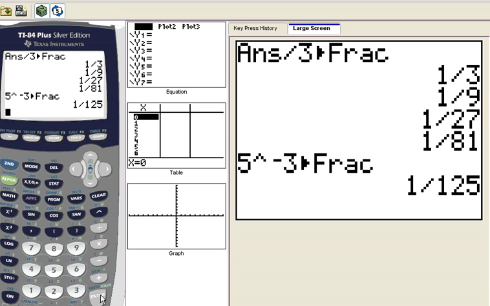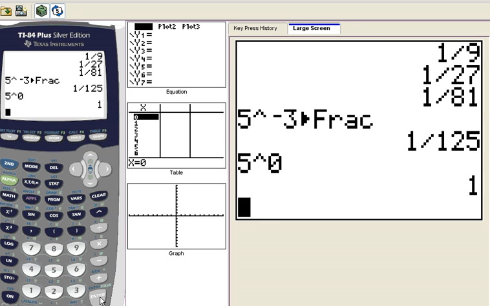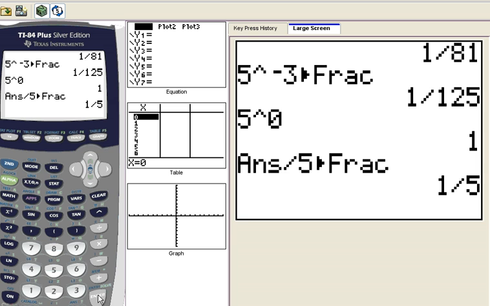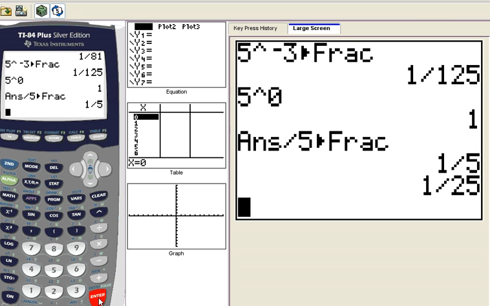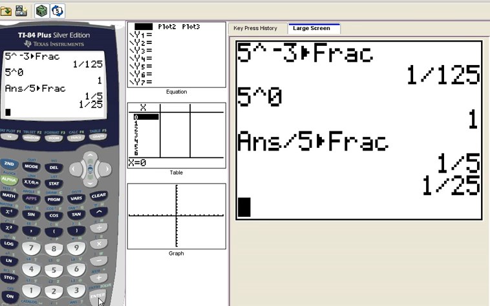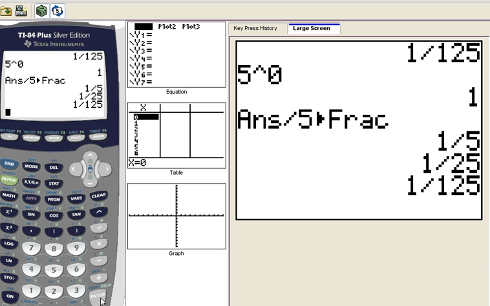But just to show you that that makes sense, if I do 5 to the 0, now I hope by this time you know what this answer is going to be, 1. Now if I divide that by 5, so I'm doing now 5 to the negative first power, because I'm dividing, starting at 5 to the 0 and going back 1. And if I change that into a fraction, that's 1/5, that's 5 to the negative first. Do it one more time, that's 5 to the negative second. Do it one more time, that's 5 to the negative third.